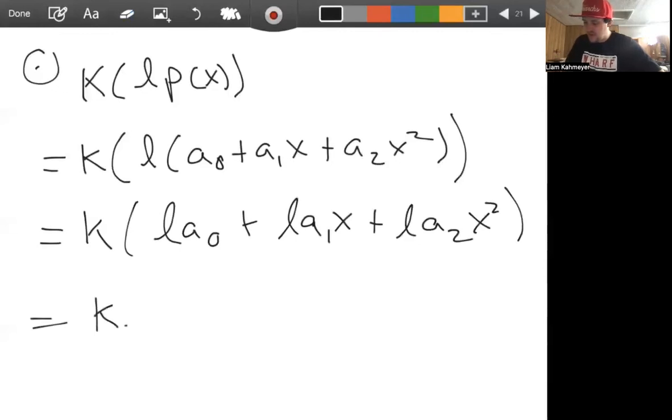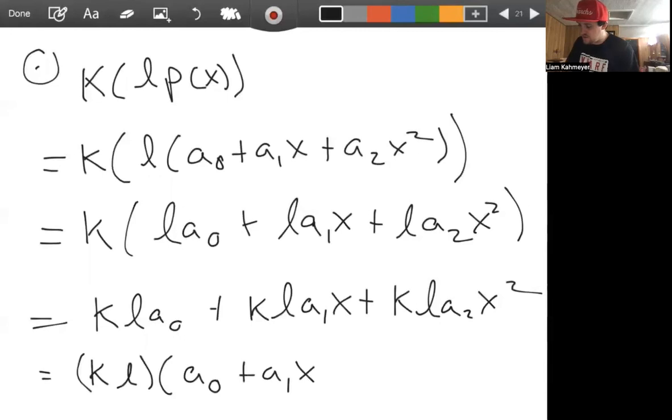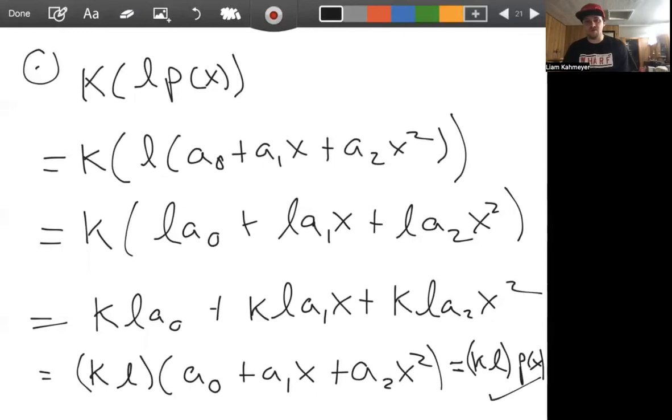This is k L a naught plus k L a1x plus k L a2x squared, which we can group as k. Well, we can pull out a kL from every term, right? And then we're left with a naught plus a1x plus a2x squared, which is equal to kL times p of x. So we have associativity.